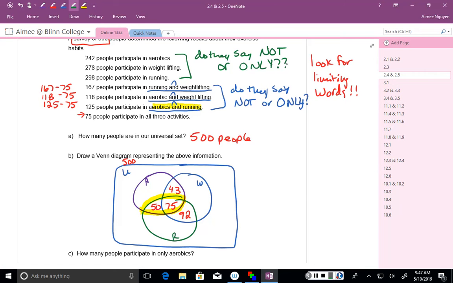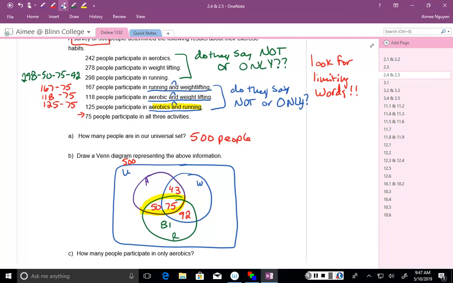So all of the people that run is the entire green circle. So that means for running, I have to take those 298 people and subtract any other number inside the green circle. So inside the green circle, I've got the 50, I've got the 75, and I've got the 92, and so that leaves me people who only run at 81.